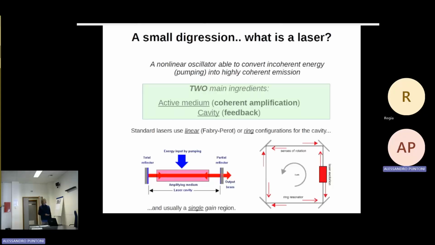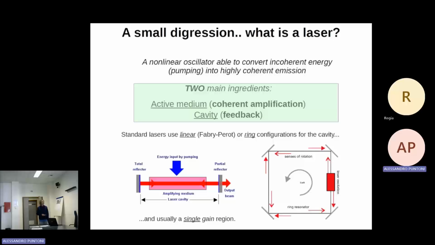So let me start with a small derivation. What is a laser? A laser is something which is usually well known, but at the very end it is based on two main ingredients. The first is to have an active medium, that is something which is able to give you some coherent amplification of the light coming into the system. And the second important ingredient is to have a cavity, that is something which provides you a feedback on this signal.